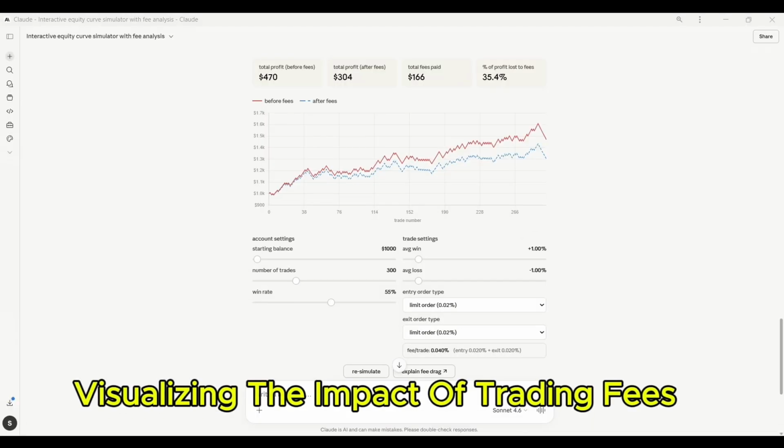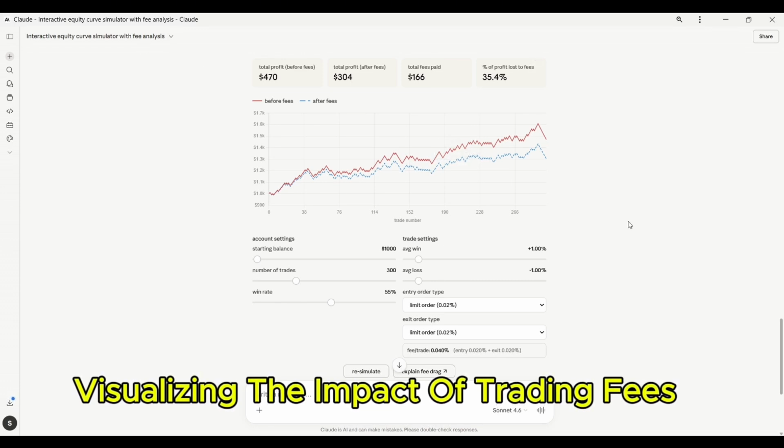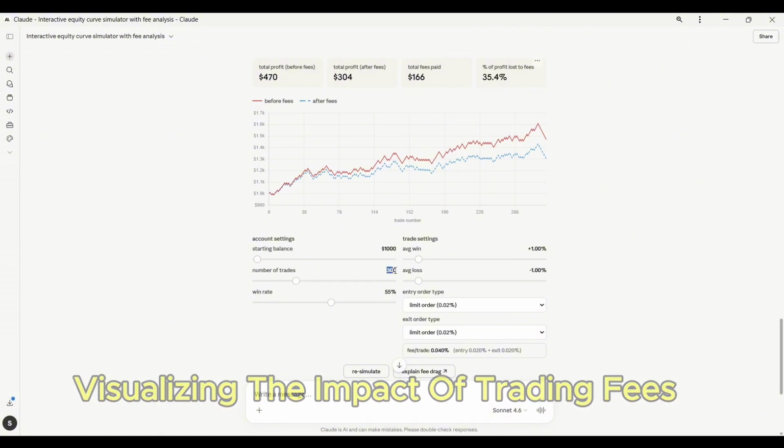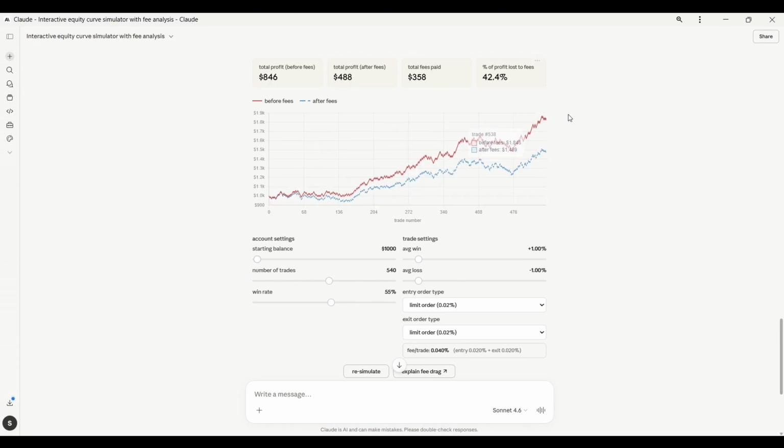And I'm actually going to visualize it for you. I built an interactive equity curve simulator using Claude with fee analysis. Basically, it's trying to show you what your bankroll could look like after n number of trades, or after you've taken a certain number of trades. So if I slide this, it's going to simulate a new equity curve.